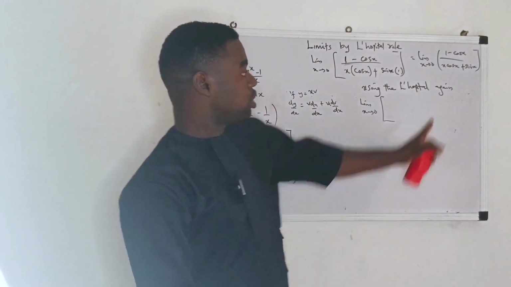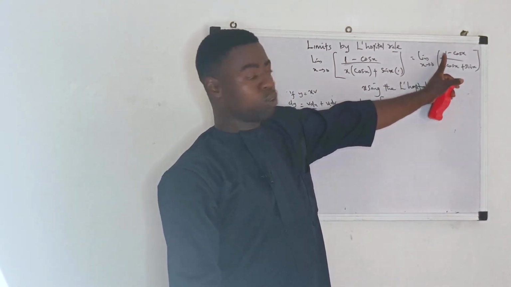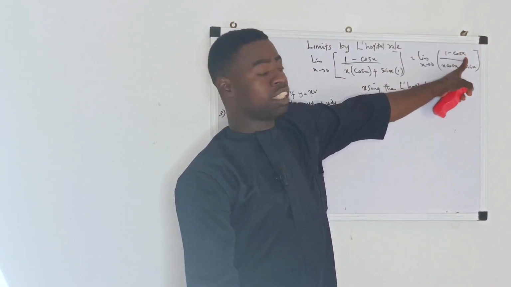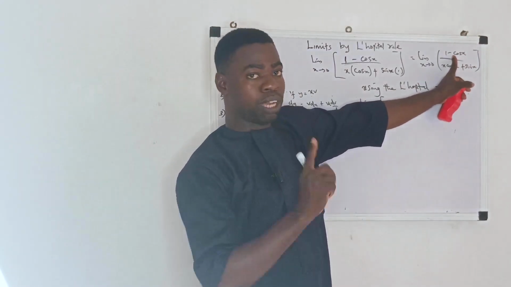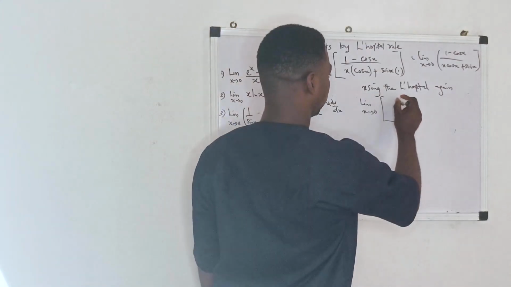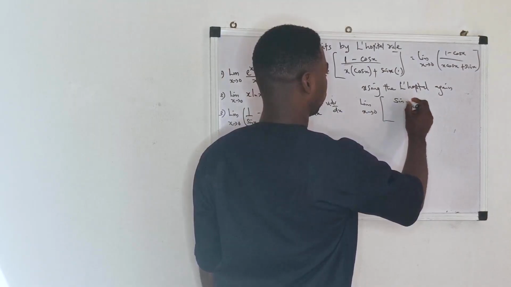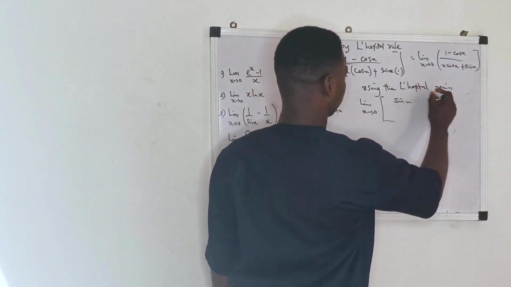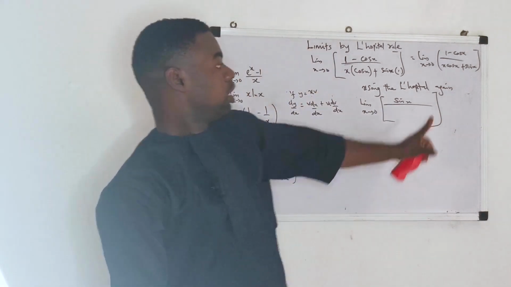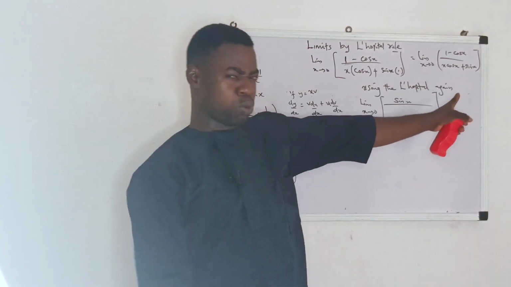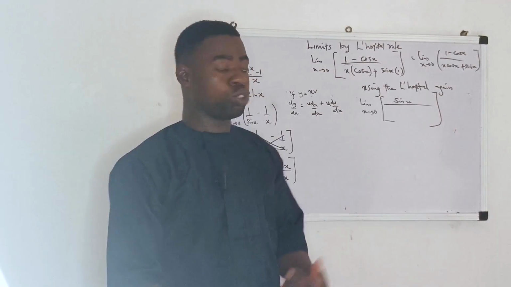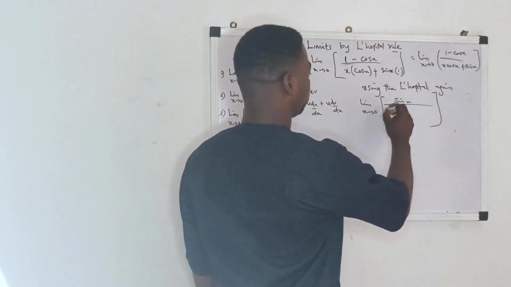So if I differentiate 1, I will get 0. If I differentiate cos, I'll get minus sine x. But there is a negative here, so minus minus will give me plus. So that will be sine x. So this is sine of x divided by, if I differentiate x cos x, that's a product, right? Same thing we did here. So I'm going to be using the product rule just like what I did already.